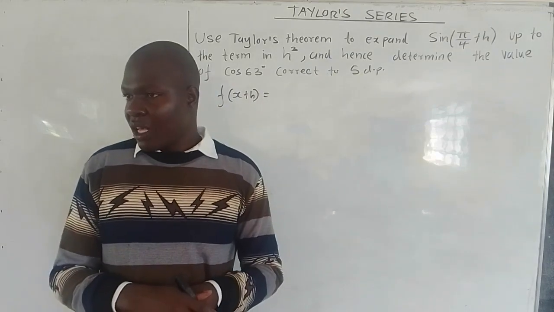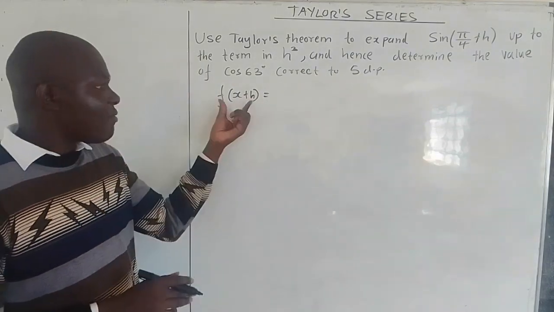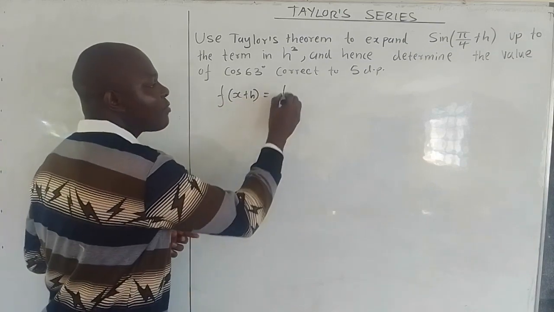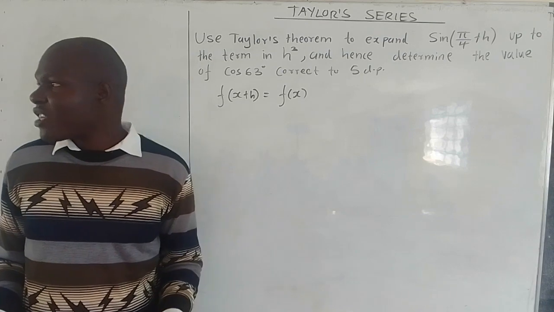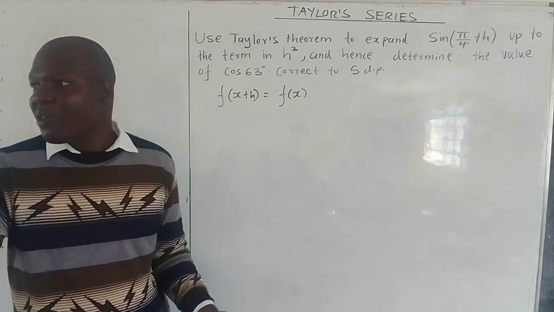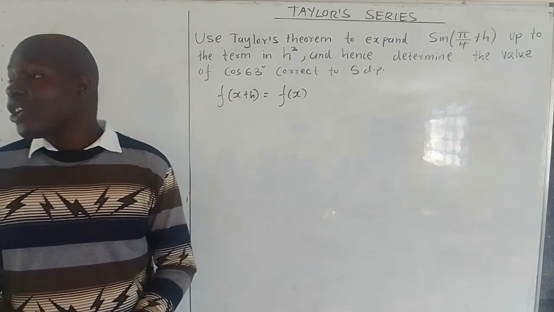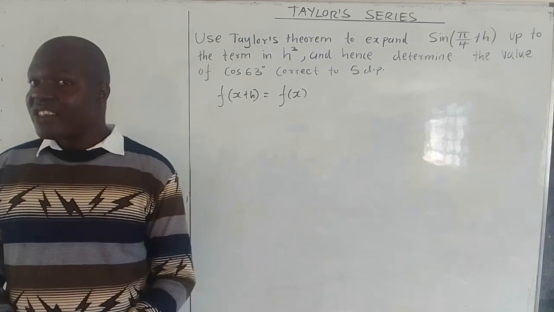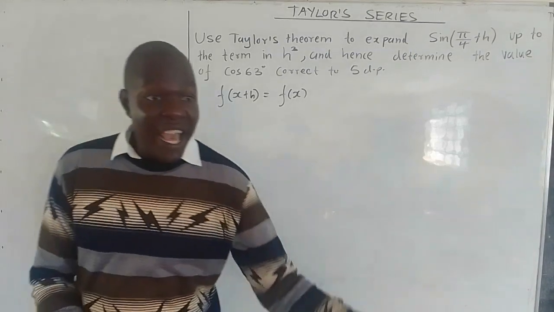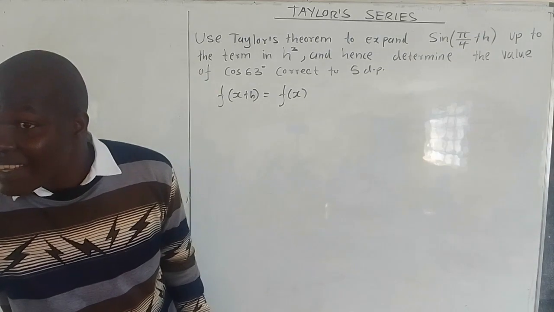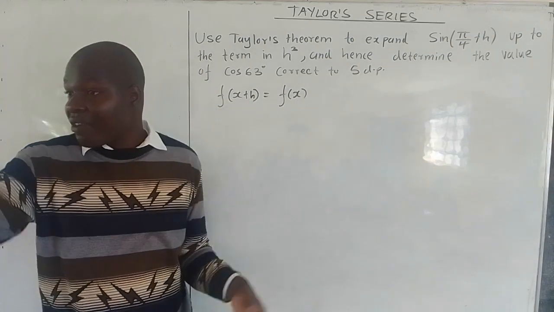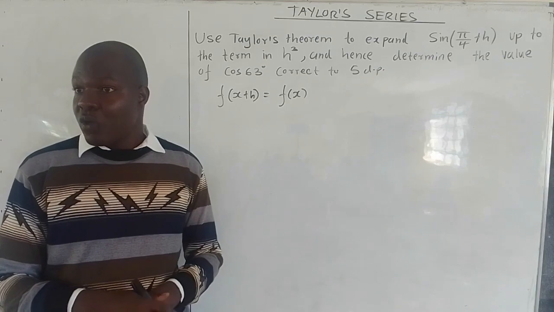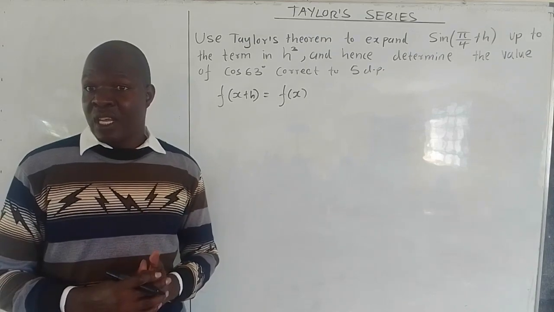You can only expand two kinds of functions, either a function of x or a function of x plus h. Because this is dealing with h, then we are expanding a function of x plus h, isn't it? When you are expanding a function f(x + h), you start from f(x). When it is Maclaurin series, you start from f(0). When it is Taylor series, expanding a function of x, you start with f(a). But when you are expanding a function of x plus h, you start with f(x). Are we together? We dealt with that in the introductory part, isn't it?